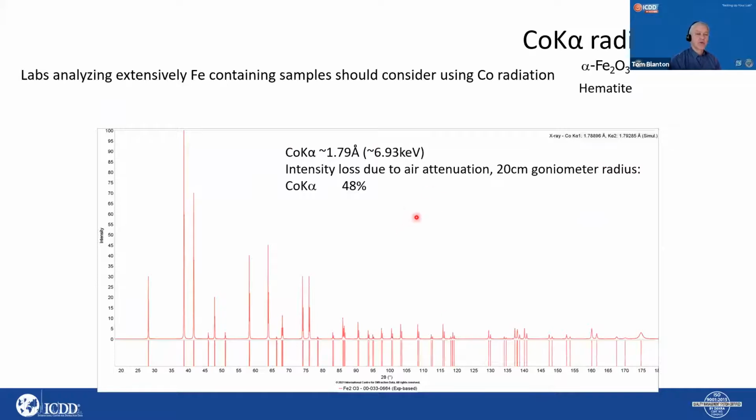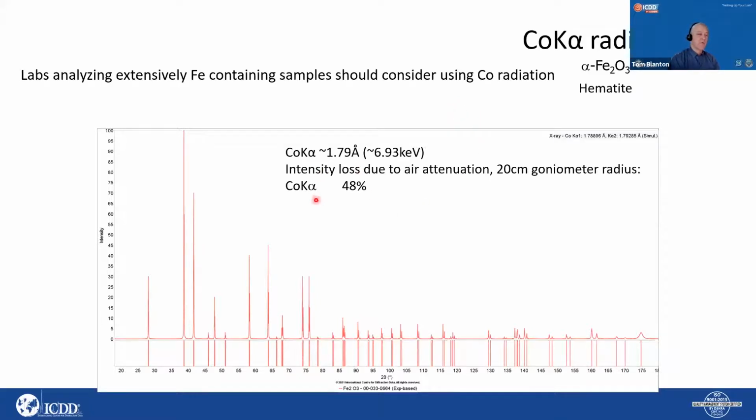One exception could be if you are working with a lot of iron-containing samples. You're going to get a lot of fluorescence from the iron when you're using copper radiation. The K-alpha radiation is absorbed heavily and causes iron fluorescence. You might want to pick a cobalt X-ray tube. The cobalt K-alpha radiation is such that with its particular energy of about 6.9 keV, will not have a lot of the fluorescence issues due to the iron in your sample.